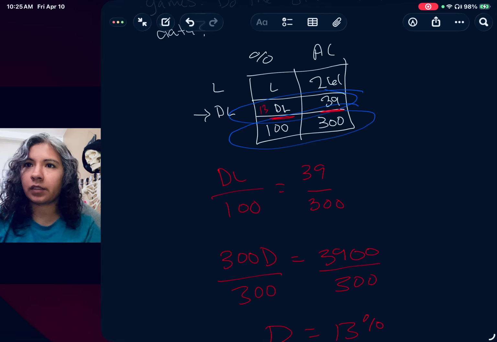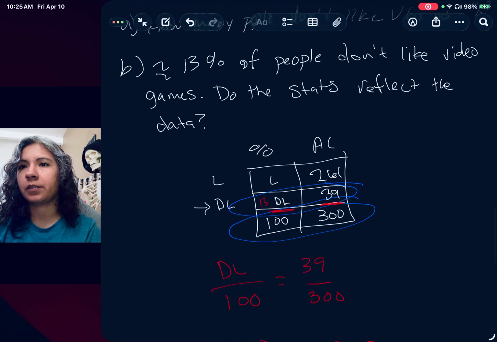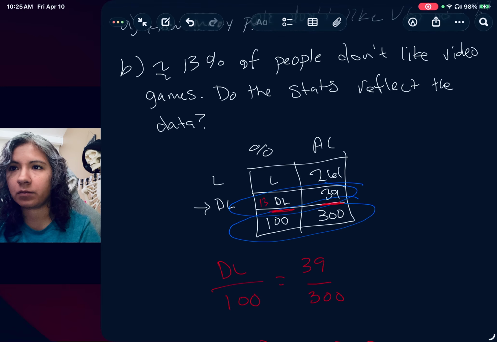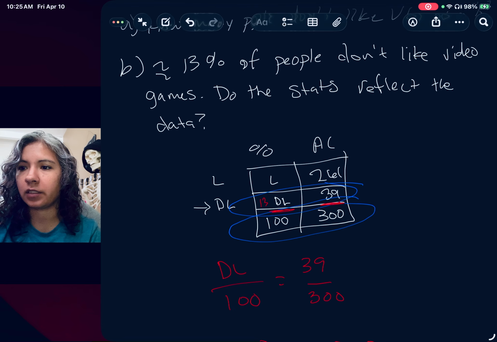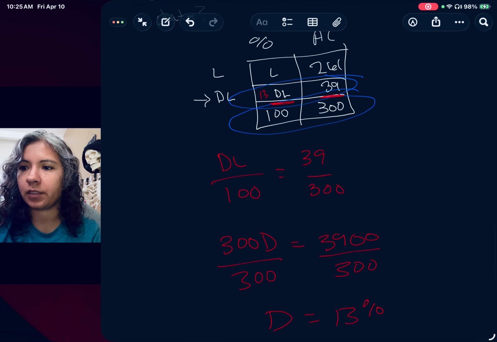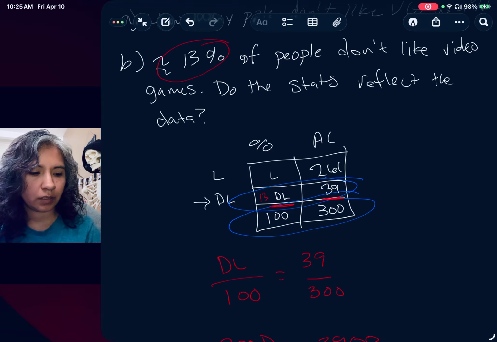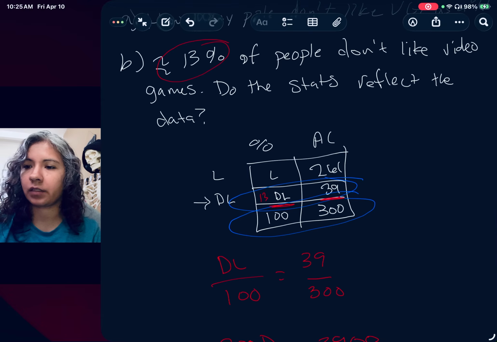So now the second question was about 13. The data shows 13% of people don't like video games. And so do the stats reflect the data? And so this 13% is the same as this. So it does reflect the data.